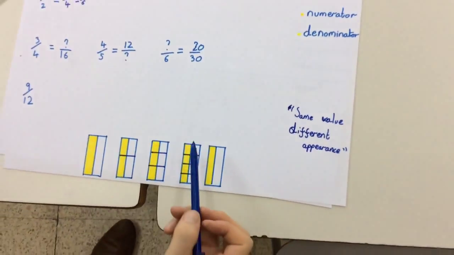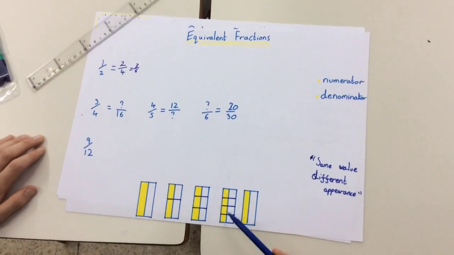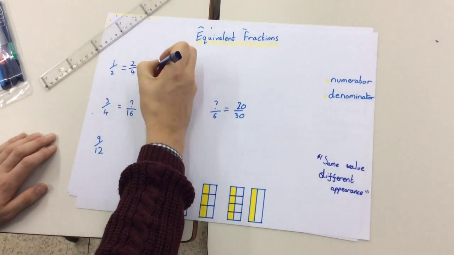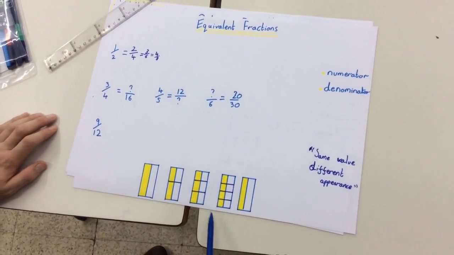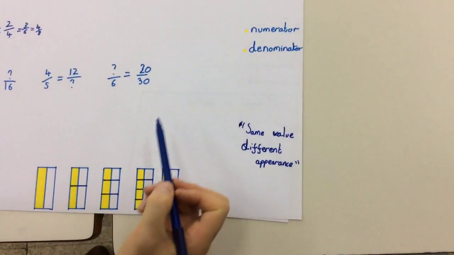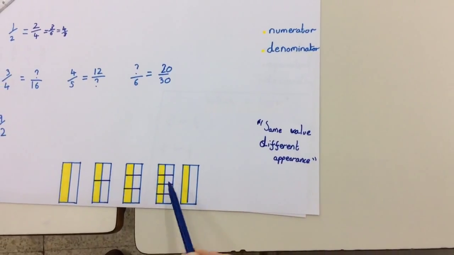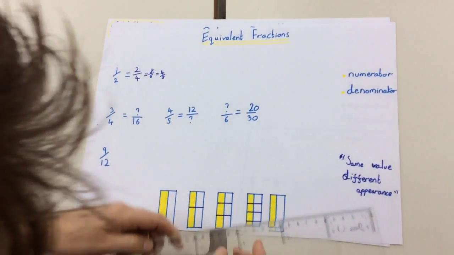Now I've broken it into 8 equal parts. And of those 8 equal parts, 4 are shaded. So it looks the same because the same amount is shaded, same value, but it looks slightly different. Same value, different appearance. I could split it in lots of different ways.